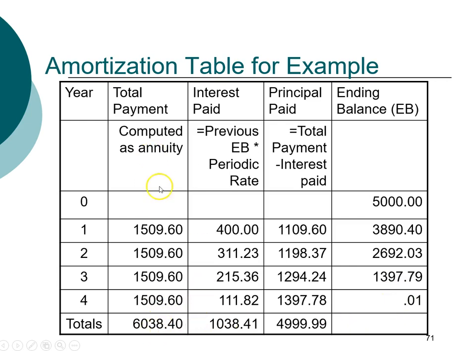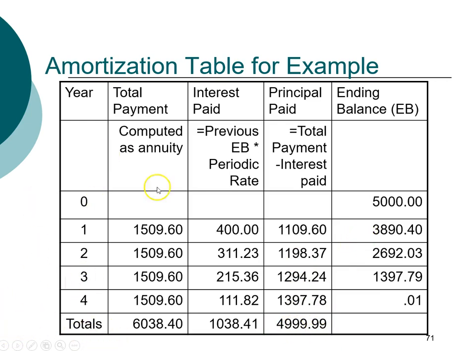And you can also add up your total payment and the total interest, and when you add up the total principal, it should exactly equal $5,000. So you can see that each payment, each $1,509.60, includes an interest and a principal portion, and when you add up over the life of the loan, the principal portion will have fully paid off the $5,000.